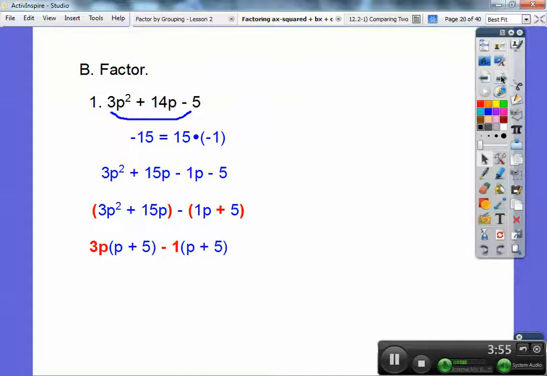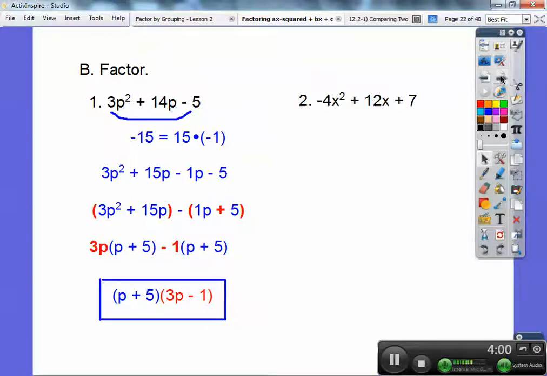So if I pull out that blue p plus 5, I'm left with the red stuff that's attached with it, 3p minus 1. Okay? No more guessing and checking.